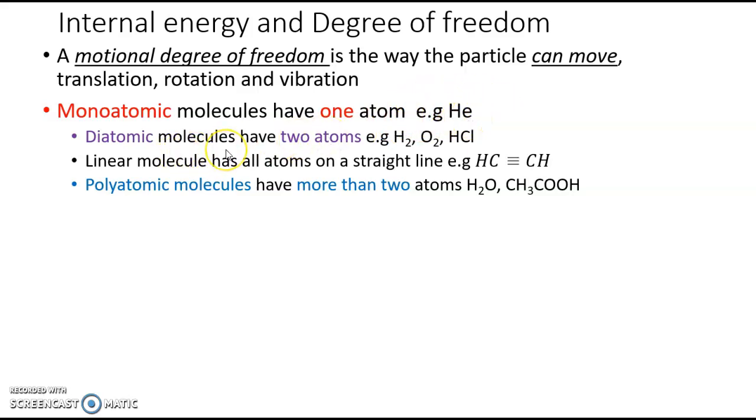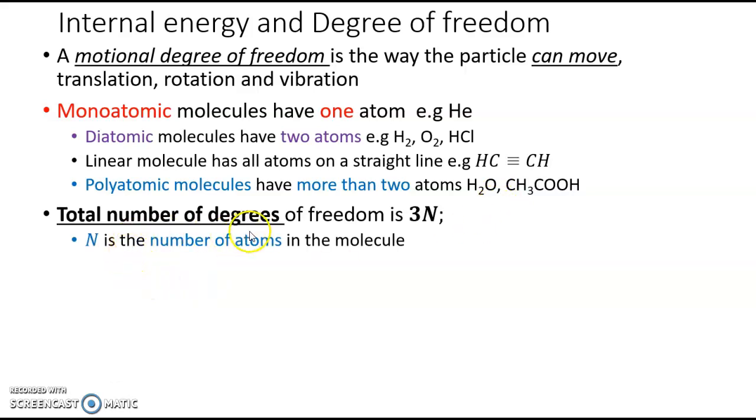A diatomic molecule has 2 atoms present in it, like we saw in the previous slide. A linear molecule has all the atoms on a straight line, and all other molecules that have more than 2 atoms are called polyatomic molecules. So if they are not on a straight line, they are non-linear polyatomic molecules. Okay, so what's the relationship between this and internal energy?